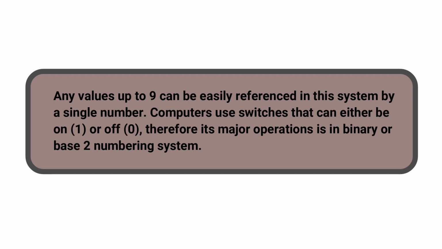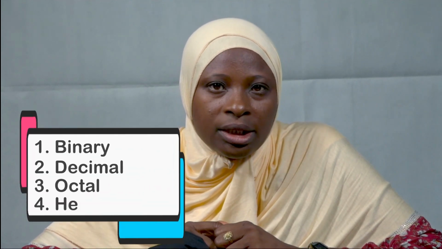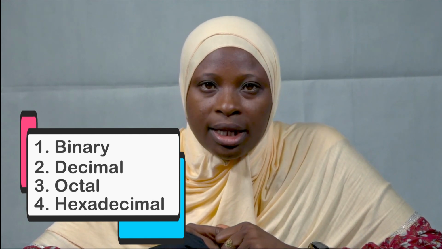Computers use switches that can either be on, 1, or off, 0. Therefore, its major operations are in binary, also known as base 2 numbering system. Types of numbering system. There are 4 major types of numbering system. These are binary, decimal, octal, and hexadecimal. Kindly check your courseware for a tabular representation of this numbering system.